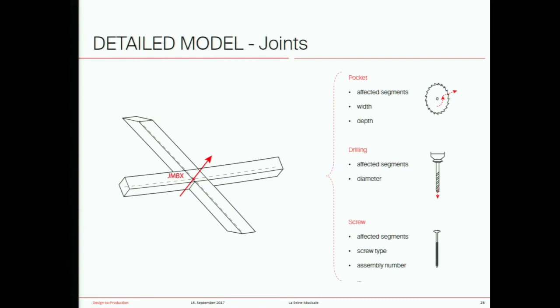So while we instantiate the details, the required relations are created between the elements. And this means that the joint knows its segments and vice versa. So when we export the fabrication data for a segment, it will query all of its joints and all of their fabrication operations. And the attributes we attach to the operation are as important as the geometry definition itself. They can cover various topics such as width and depth for a pocket, reference type and assembly number for a screw, and so on.